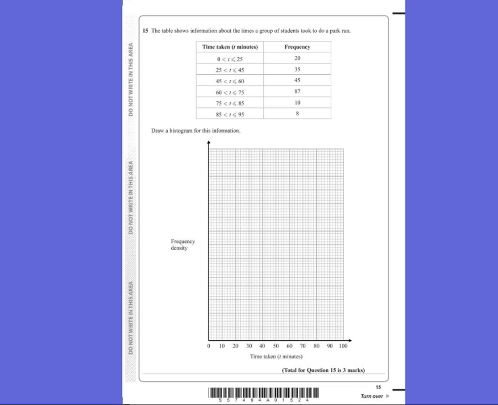Question 15. The table shows information about the times a group of students took to do park run. Draw a histogram of this information. So the first thing we need to know is that we need to work out the frequency density, and it's given us a bit of a clue on this one. The frequency density is given by the frequency divided by the class interval. So on this one we do 20 divided by 25, because the class interval is 25.